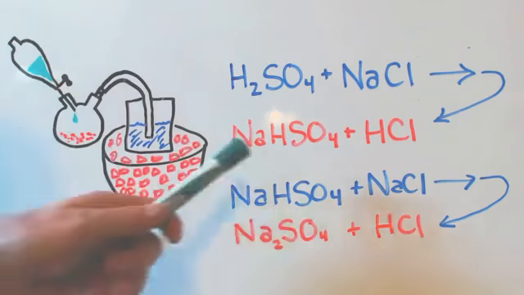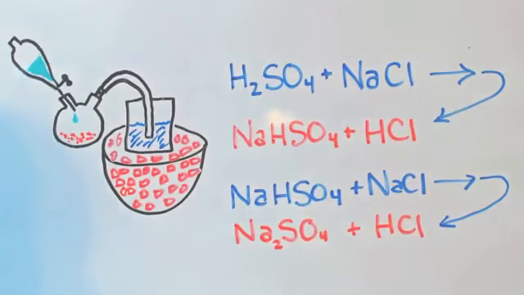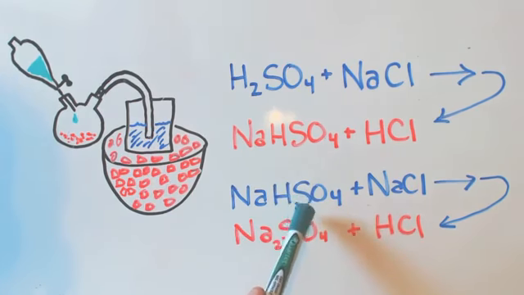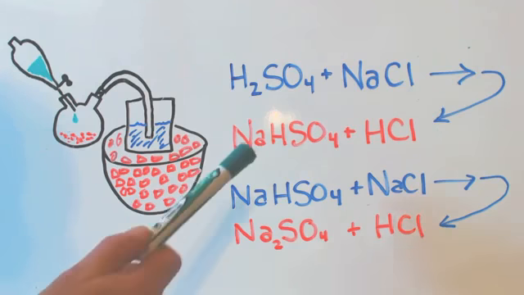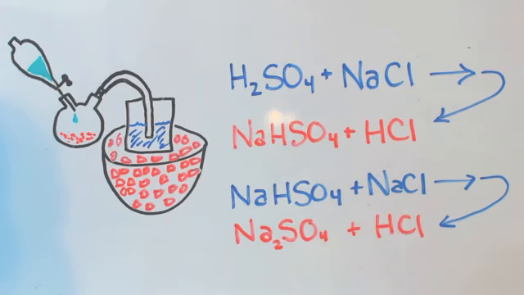Now, this reaction happens just spontaneously. You drip this on here and you're going to make some sodium bisulfate and your HCl. But if you want it to go past there, you're going to have to heat this up to like 200 degrees Celsius or something like that. This is still acid. This is a bisulfate. It's still acidic, just not as acidic. And at 200 degrees Celsius, it will attack the sodium chloride, and you'll make some more HCl gas and some sodium sulfate.